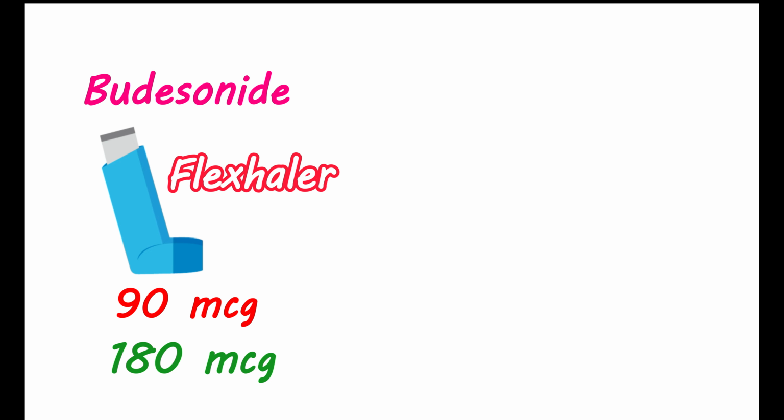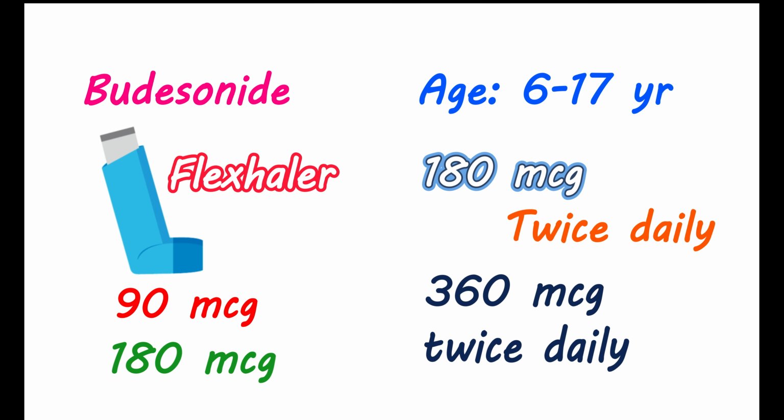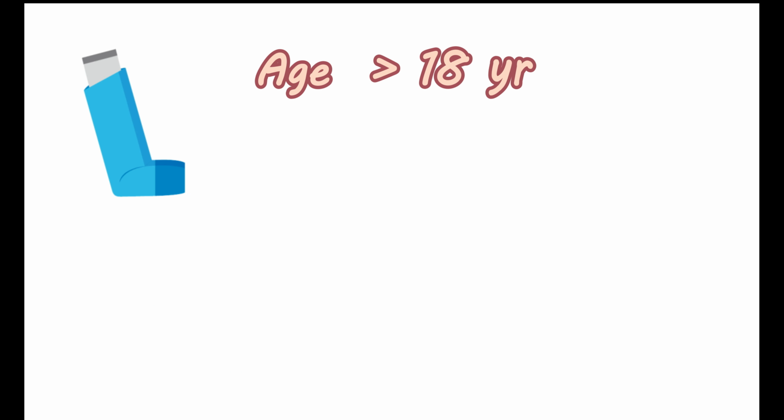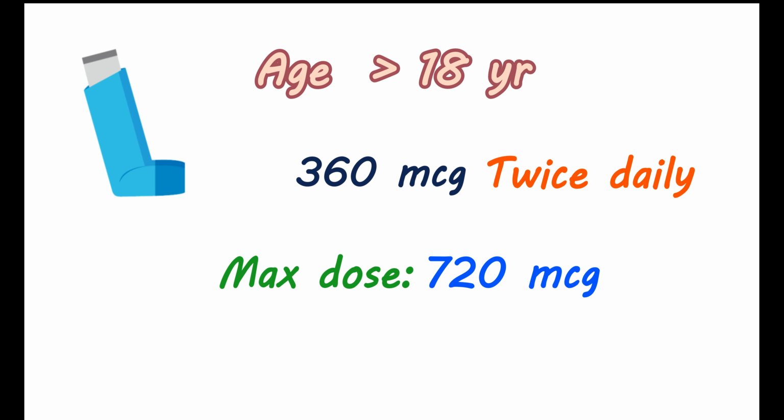each actuation. For children 6 to 17 years of age, the recommended dose is 180 micrograms twice daily. Based on a requirement, the dose may be initially started even at 360 micrograms given twice daily. However, each dose should not exceed 360 micrograms. In people 18 years of age or older, the recommended starting dose is 360 micrograms twice daily. The maximum dose is 720 micrograms twice daily.